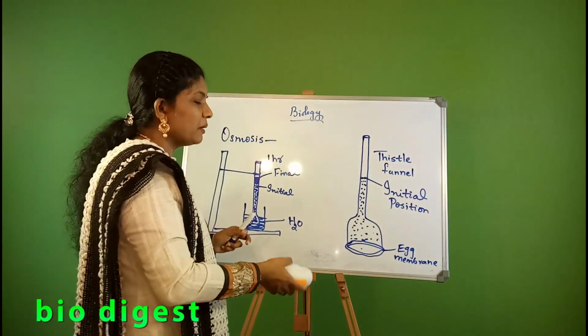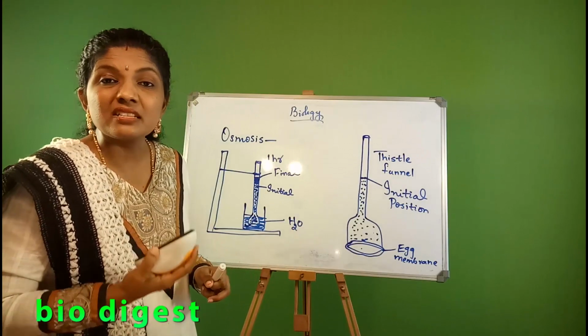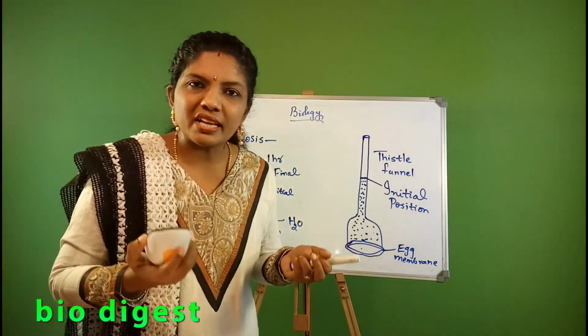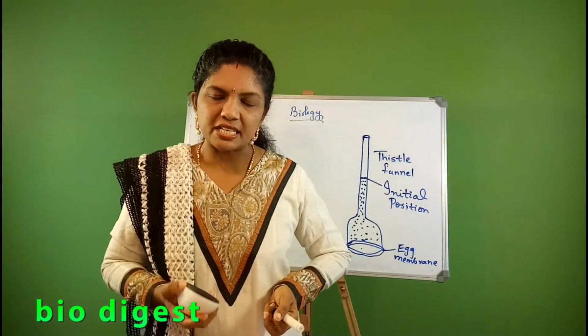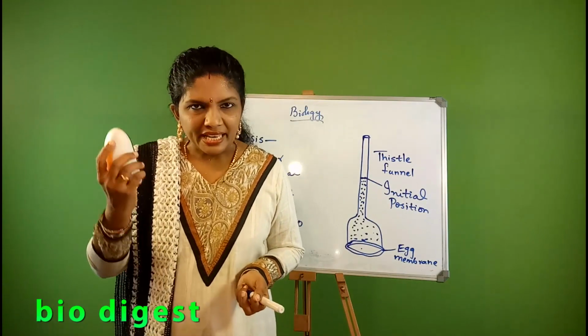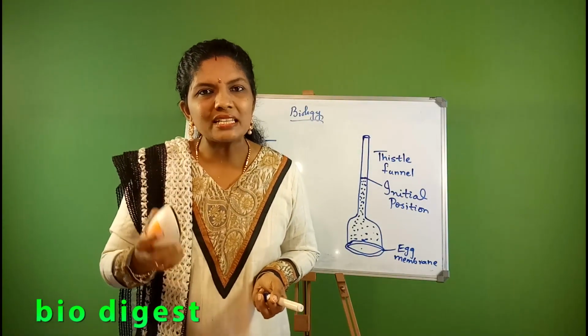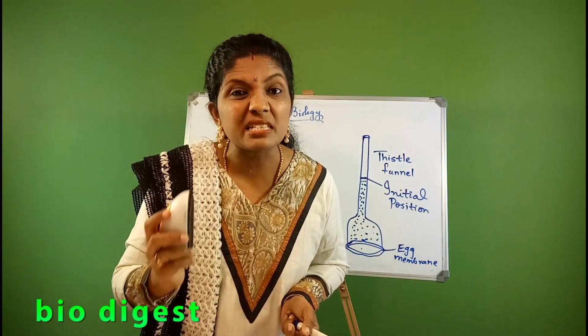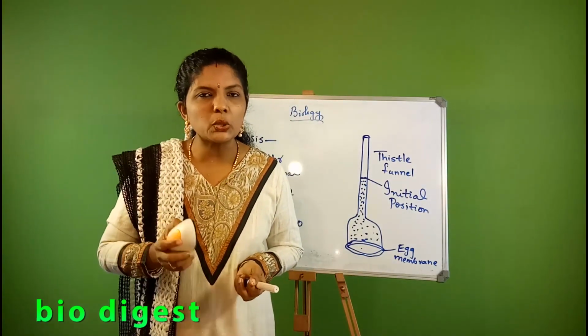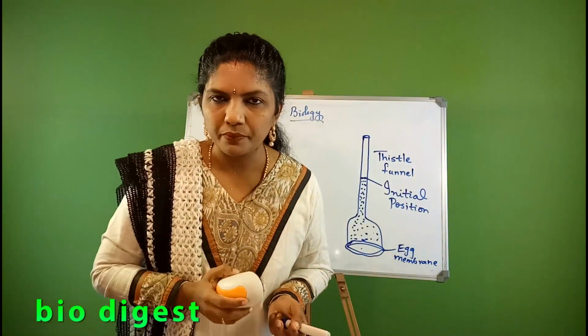Okay, now there can be a control experimental setup. What is a control experimental setup? An experimental setup wherein the variable that is being tested is missing is what is known as a control experimental setup.